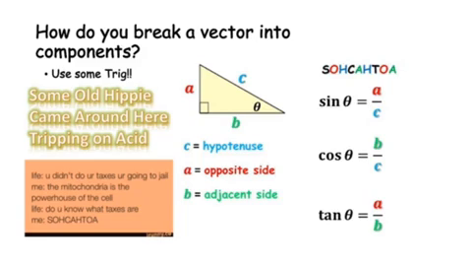Basically, you want to use SOH CAH TOA. I was always told this little mnemonic right here. If you like that one, you can use it. If you have a different one, you can use that. Basically, you're just trying to figure out what you don't have, and then based on that, you're going to pick one of the trig functions to find your unknown.